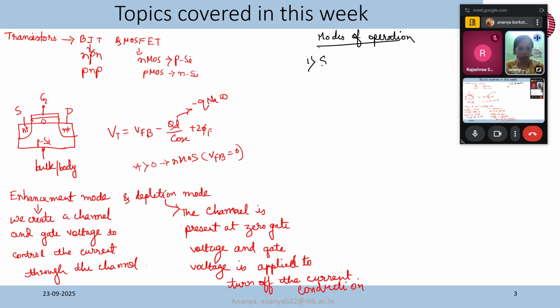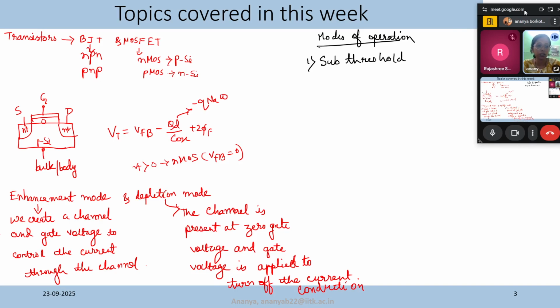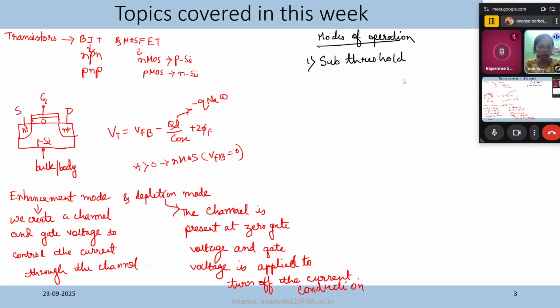First is the sub-threshold mode. In most books it is also given as the cutoff region. Why is it known as the cutoff region? Because in this case our applied gate voltage is less than VT. Ideally there is no channel, so there should not be any current conduction. Ideally the current is 0.